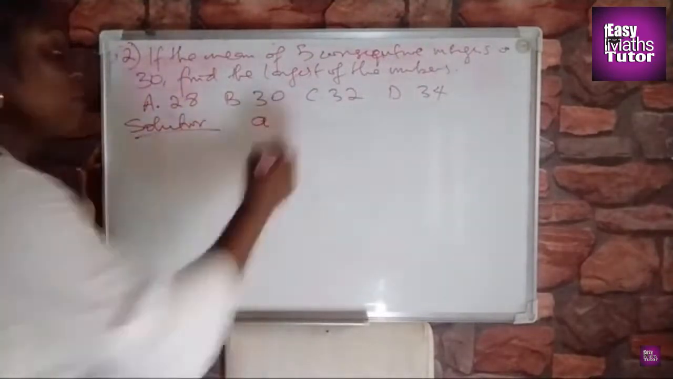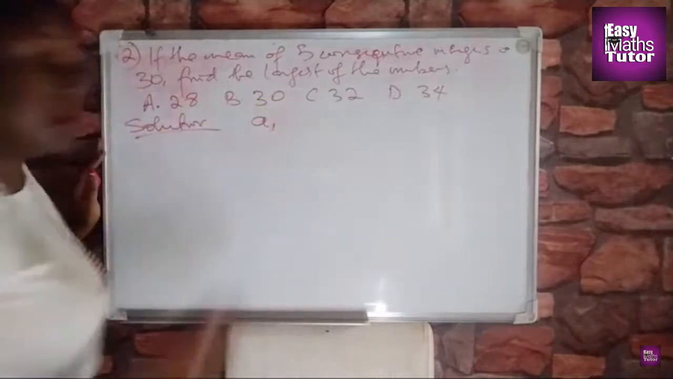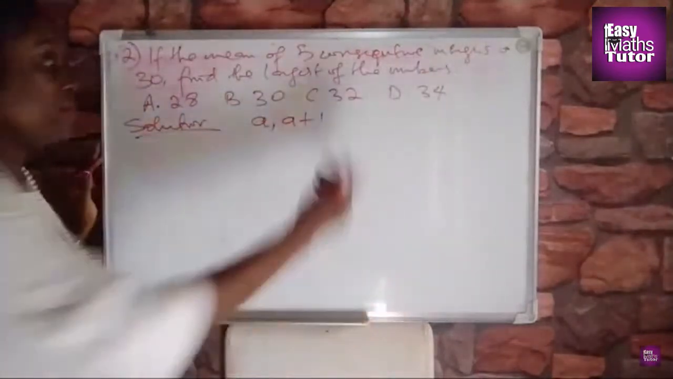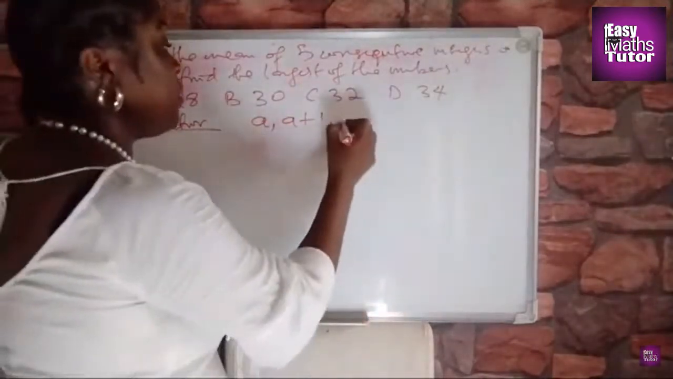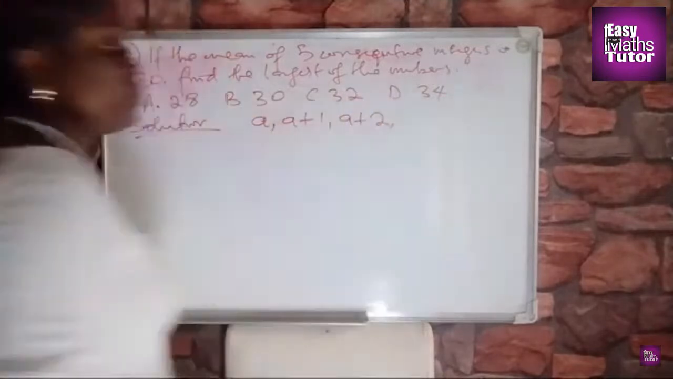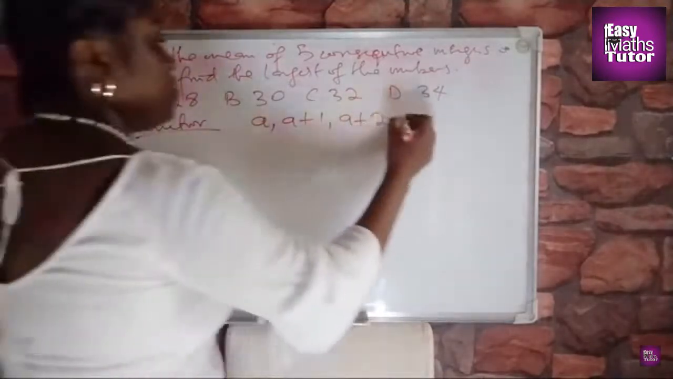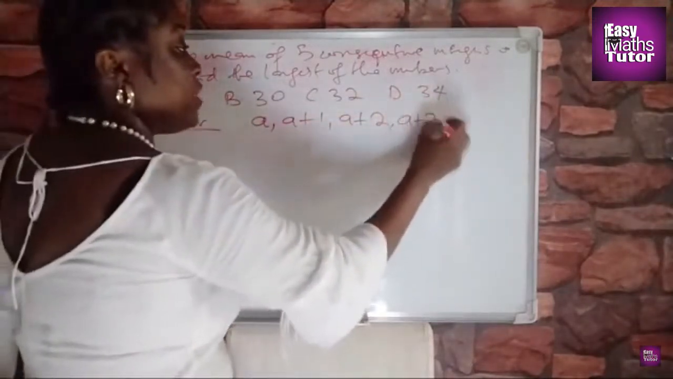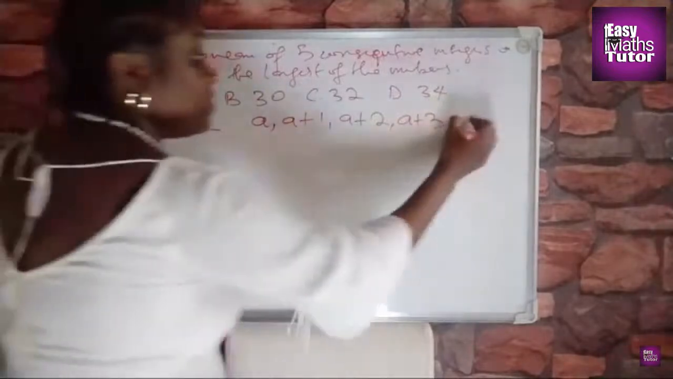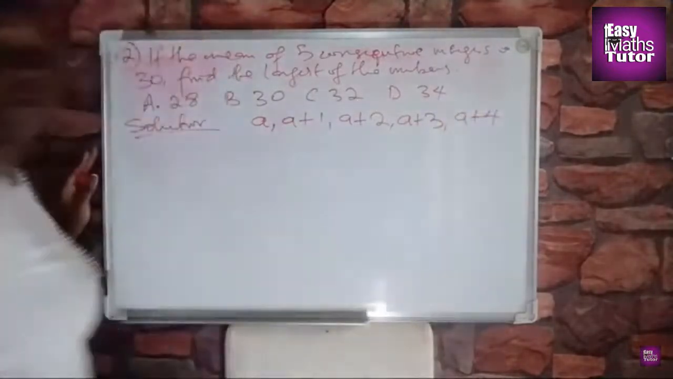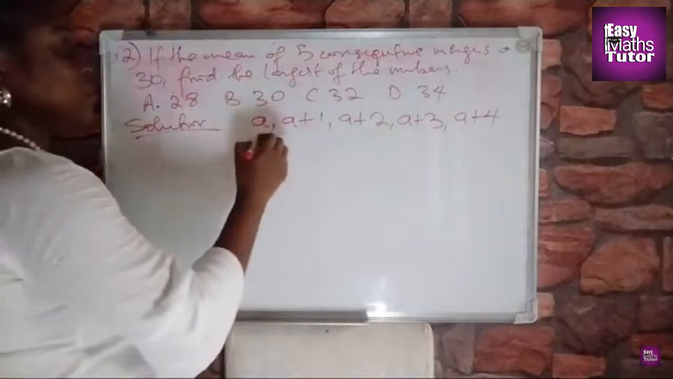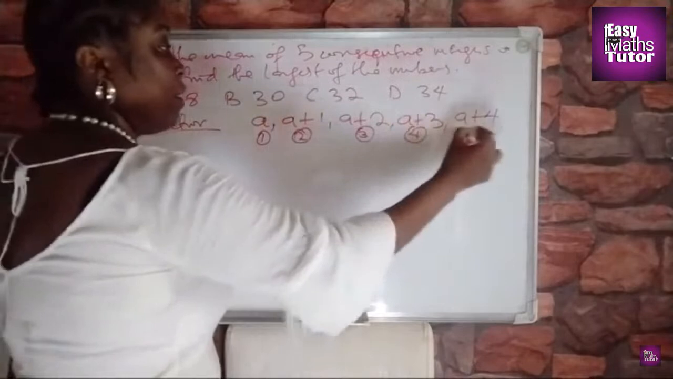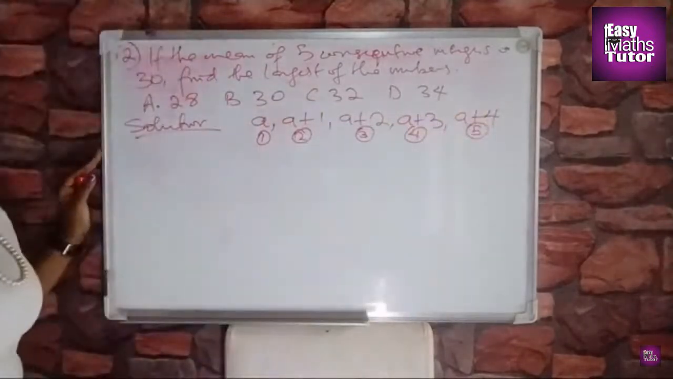A. So the next consecutive number will be A plus 1. Remember, plus 1, it's an integer. The second number will be A plus 2, the third A plus 3, the fourth A plus 3, and the fifth is A plus 4. Okay? So we have 5 numbers: 1, 2, 3, 4, and 5.